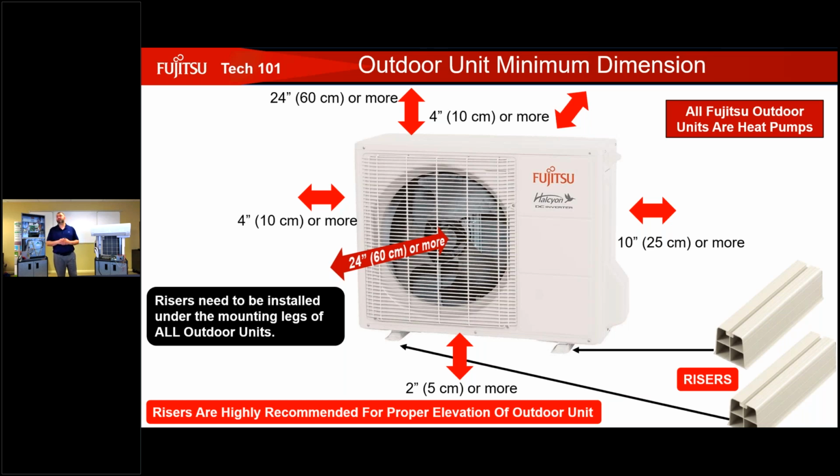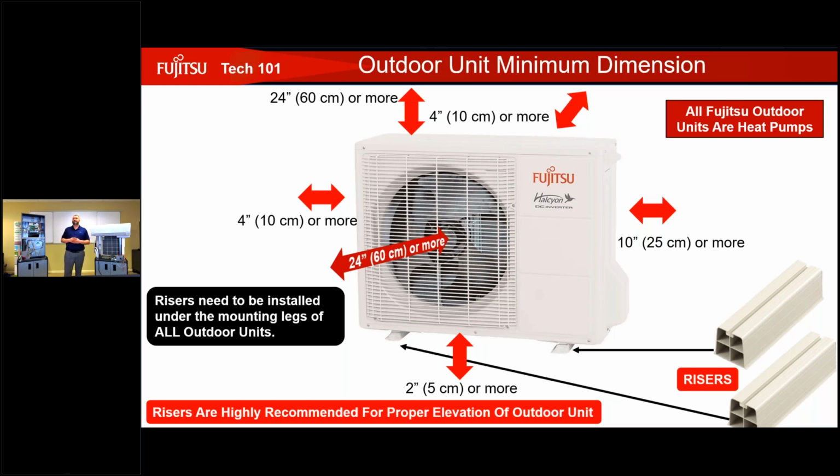So they say 2 inches off of the ground. I say 2 inches above anticipated snow depths. In our territory, that could be up to 24 inches. 26 inches is my minimum. All right. 10 inches off the side, I would go a little bit more. That's where we're making all of our connections, but that's what Fujitsu says is our minimum. My personal preference is more because it gives me more room to make my copper connections and do my electrical wiring and whatnot.